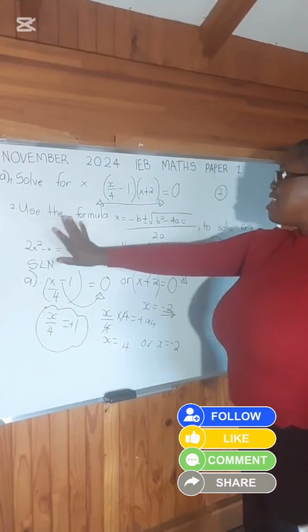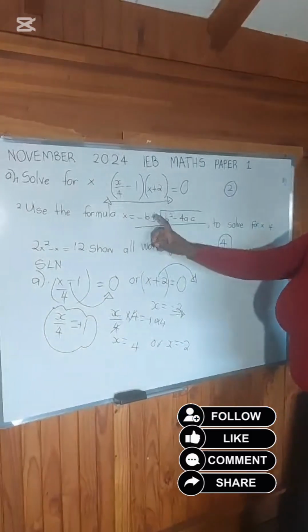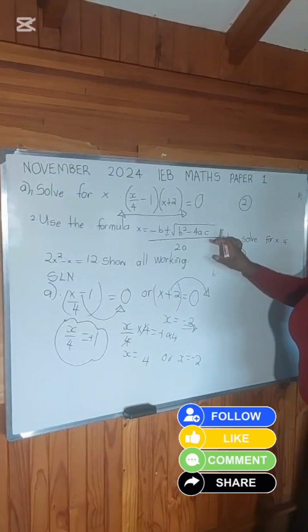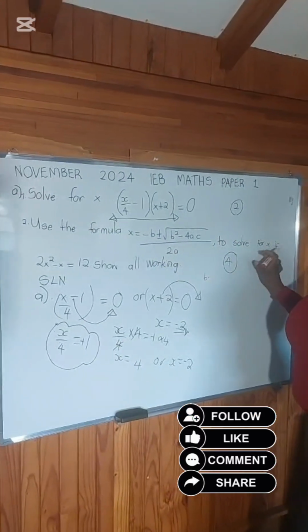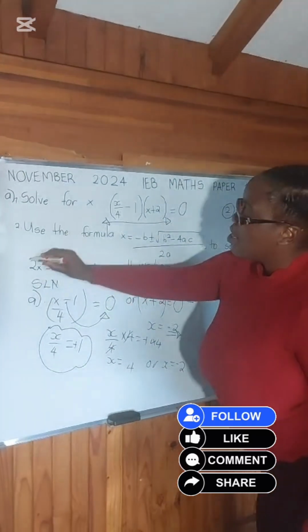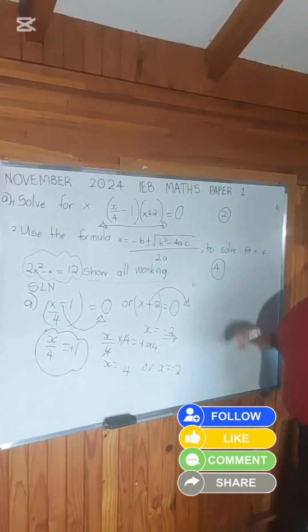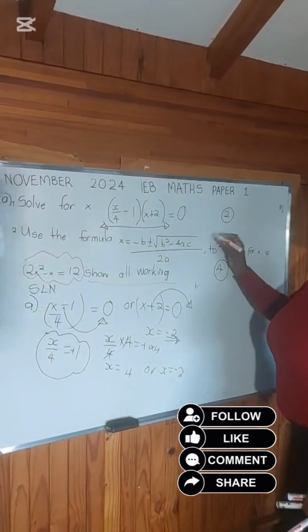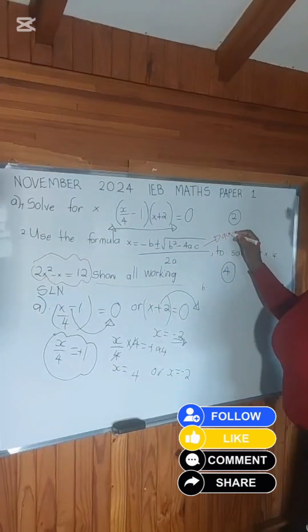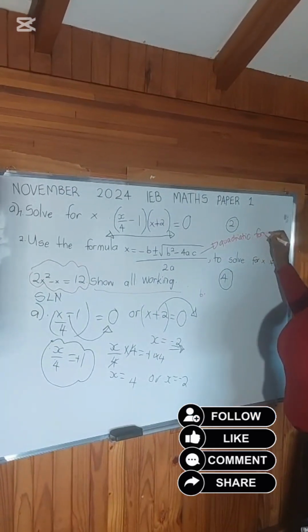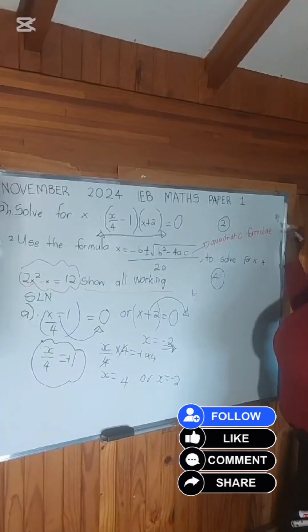So the question says use the formula x is equal to minus b plus or minus the square root of b squared minus 4ac, all over 2a, to solve for x. If this is our equation, show all working for 4 marks. So the first thing that you're going to notice, this is a quadratic equation. This is a quadratic equation, so we need to use the quadratic formula.